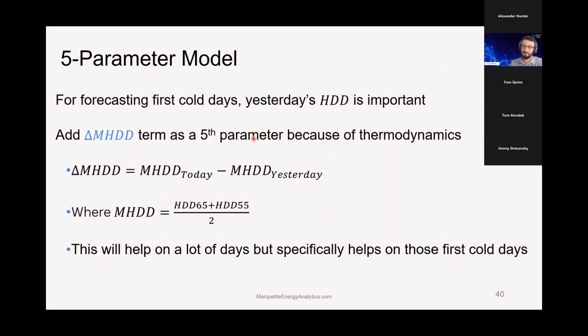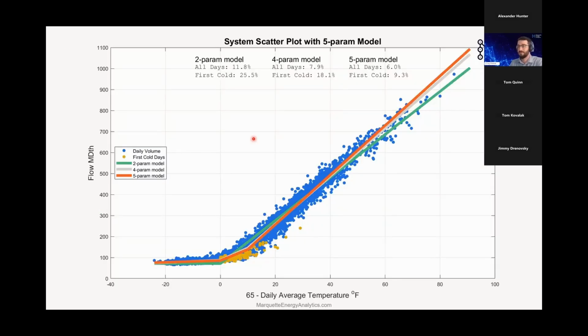were less than today's on these first cold days. This is going to help out our forecast a lot, but it specifically helps a ton on those first cold days. And so I've plotted that in the red. If you look at our results here, it's dropped our error from 8% to 6%, and our first cold days have been cut in half from 18 to 9.3, which is a big improvement.